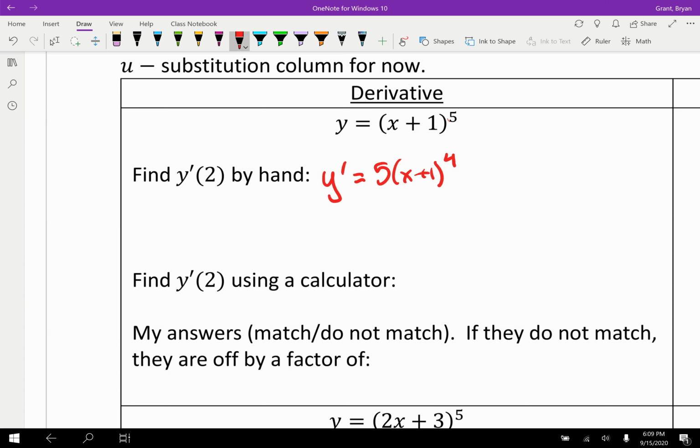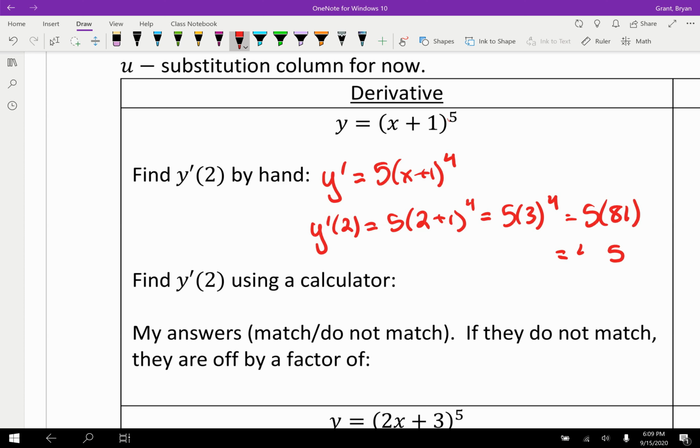Then they want us to find y prime of 2, so that's 5 times 2 plus 1 to the 4th. That's 5 times 3 to the 4th. Ugh, this is going to be kind of gross. 3 times 3 is 9, third 3 is 27, fourth 3, I think that's going to be 81. So we have to do 81 times 5, but luckily our mental math skills are splendid, and I think we'll end up with 405. And then we need to find y prime of 2 using a calculator. I've cheated a little bit here, and I've entered all of these functions into my f of something.